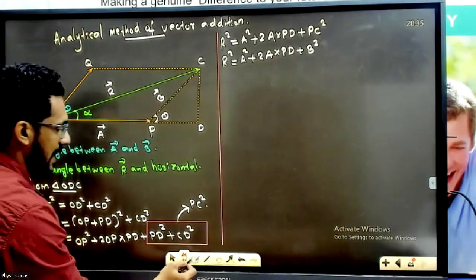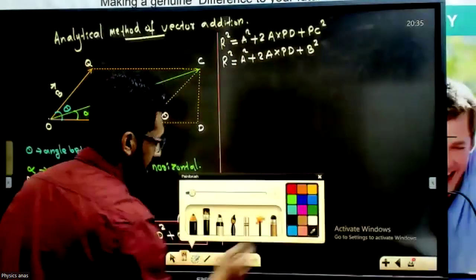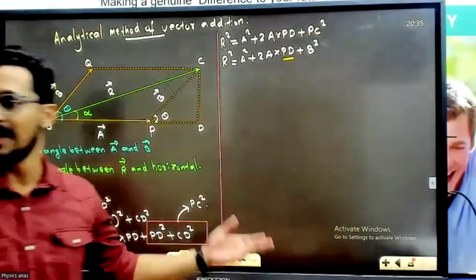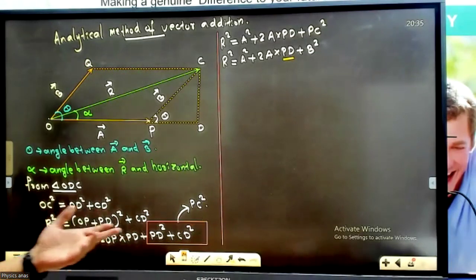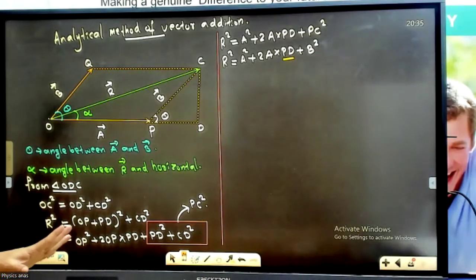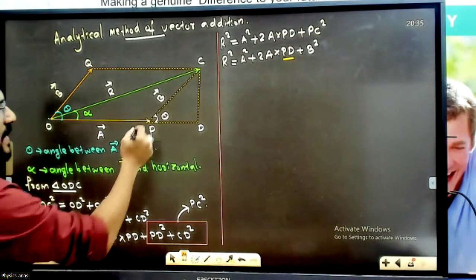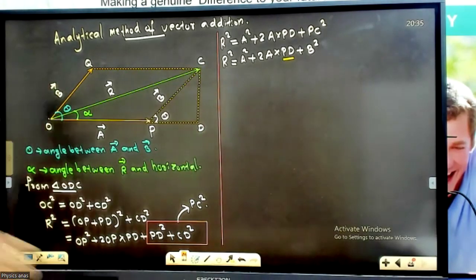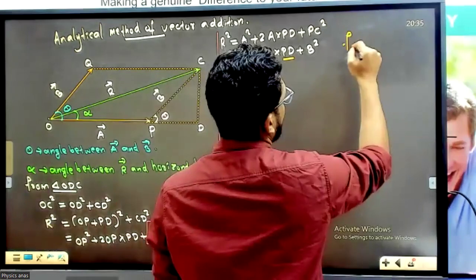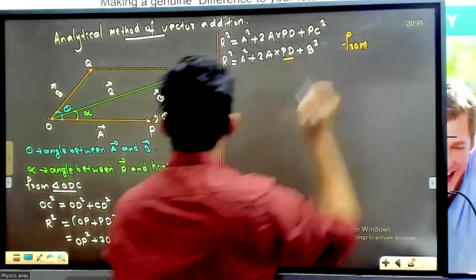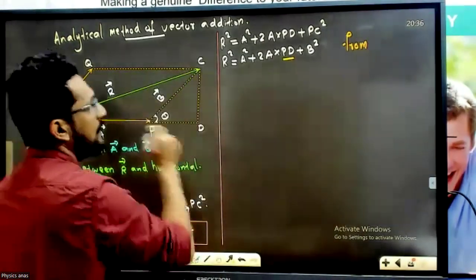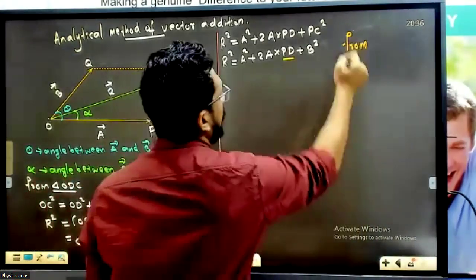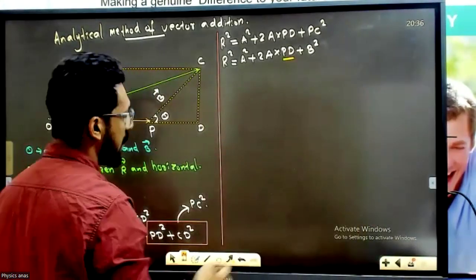Now there is a slight little problem. There is a PD, and we don't know what PD is. You have to find PD. How can you find PD? PD is a side of this triangle. Yes, you can use Pythagoras theorem from this triangle, triangle PDC.